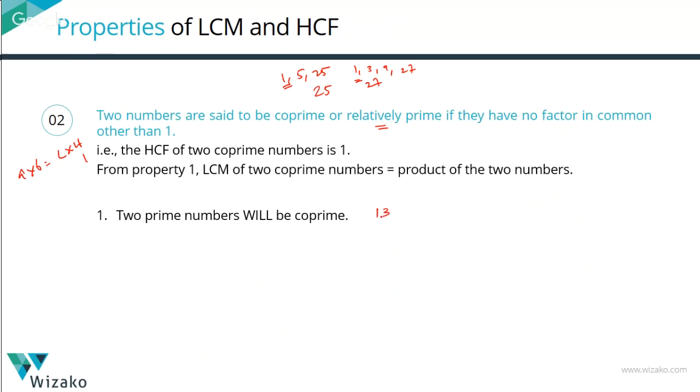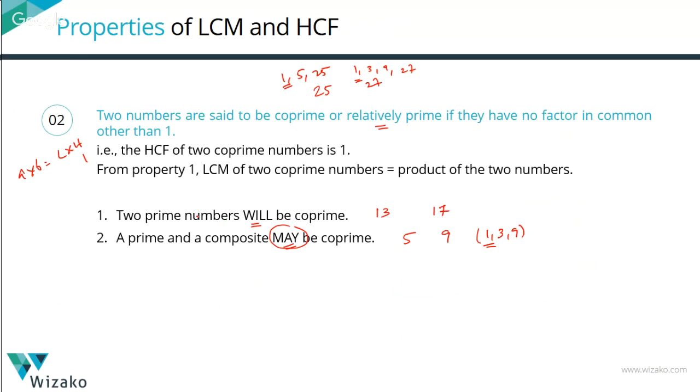Let's take 13 and 17. What are the factors of 13 and 17? 1 and 13, 1 and 17. The only factor common to them is 1. So these two numbers will definitely be co-prime. Is it only two prime numbers that can be co-prime? Need not be. A prime number and a composite number may be co-prime, right? Look at this verb. It is not will, it is may. Some of them may be, some of them may not be. Let's look at an example again. 5 is a prime number, 9 is a composite number. The only factors of 5 are 1 and 5. For 9, the factors are 1, 3, and 9.